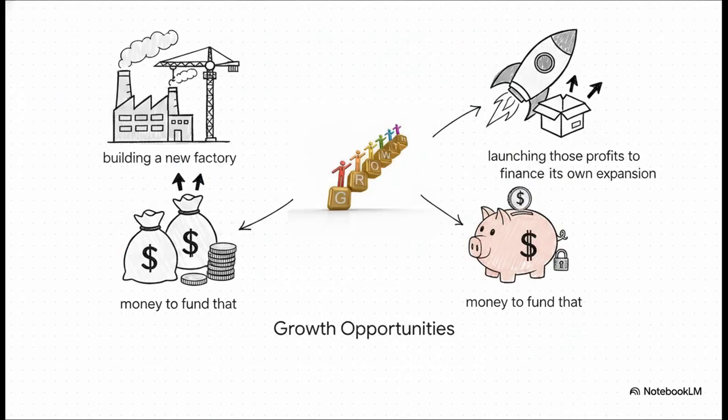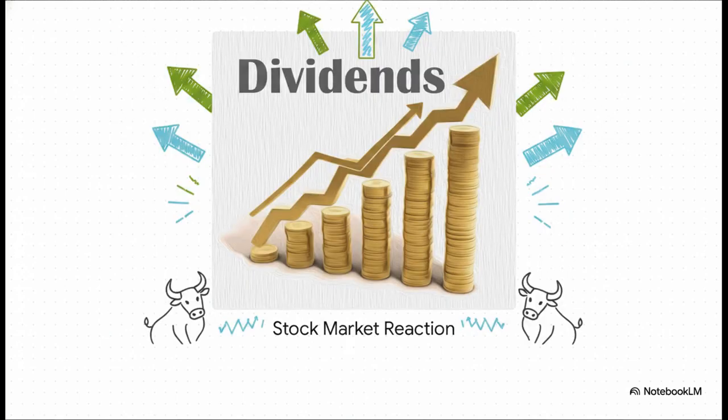But here is the counterbalance, and this is factor 6, growth opportunities. If a company has big internal growth and expansion projects lined up, like, say, building a brand new factory or launching a massive new product line, well, they need money to fund all that. In this case, fewer dividends might be given to the investors, so the company can hold on to those profits to finance its own expansion. It's a real trade-off.